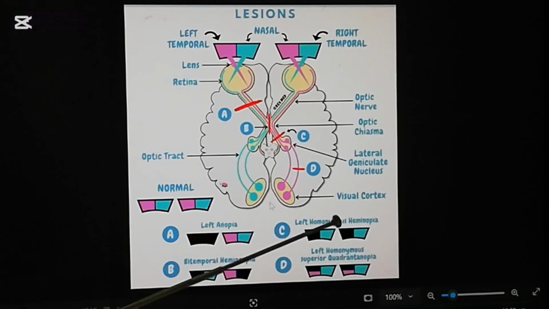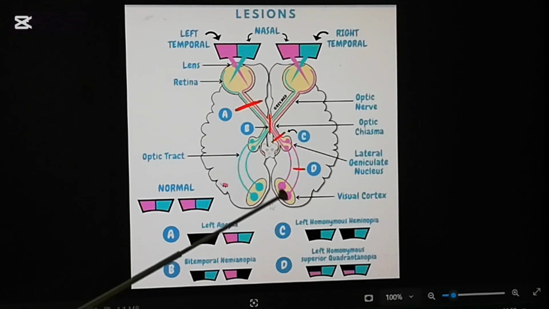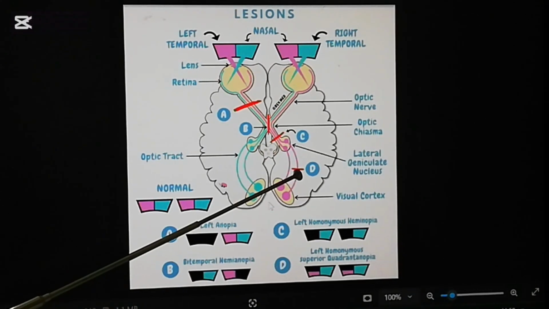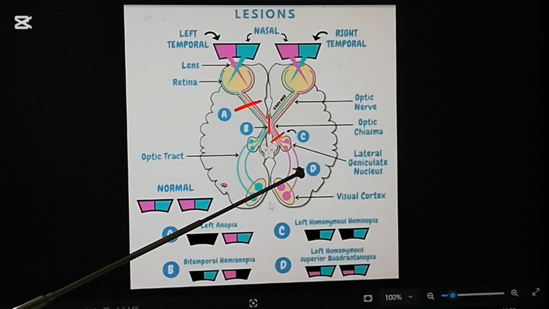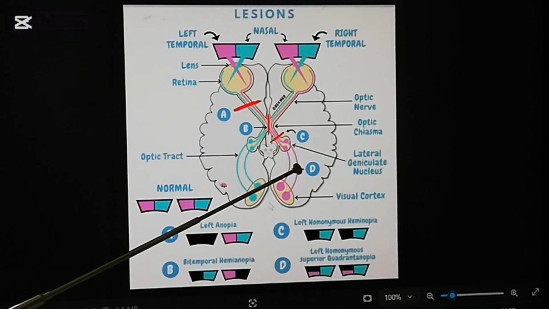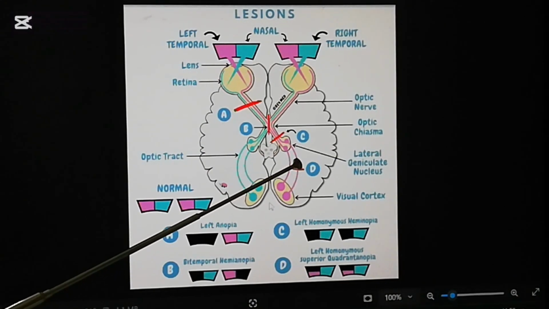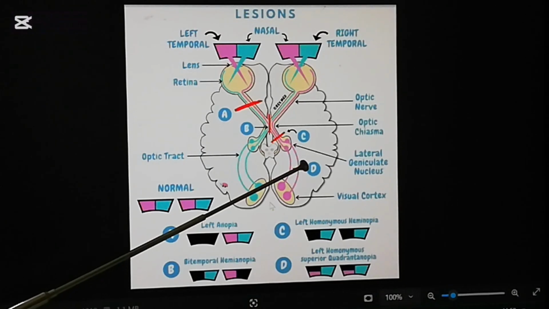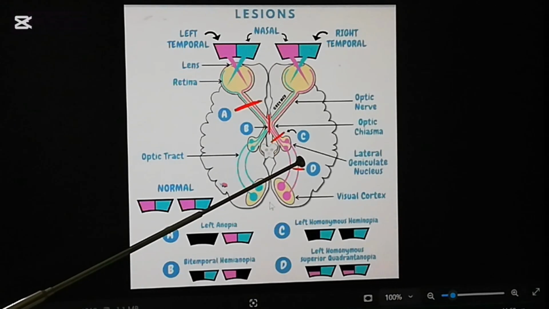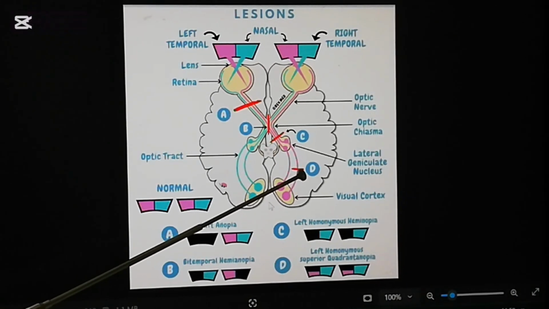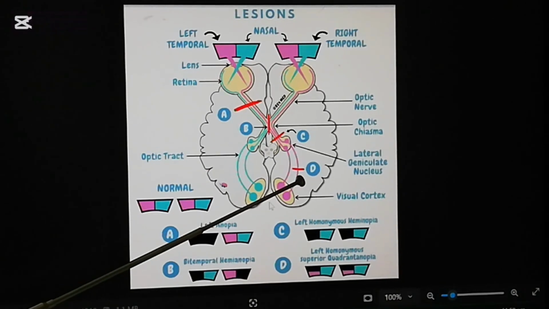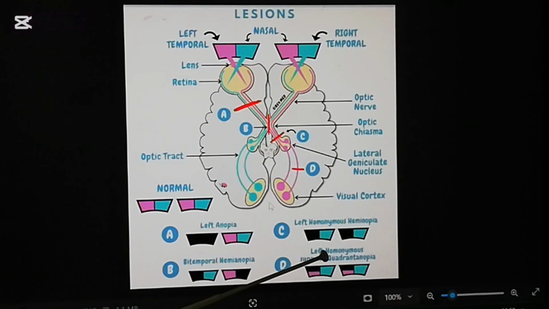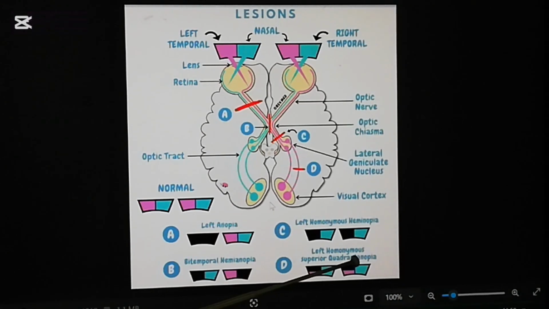Okay. Now there lies a lesion in one area, which is Meyer's loop. Meyer's loop lies within the temporal lobe, and it receives information from the upper side of the visual field. So what happens when it is severed or cut? We get left homonymous superior quadrantanopia.